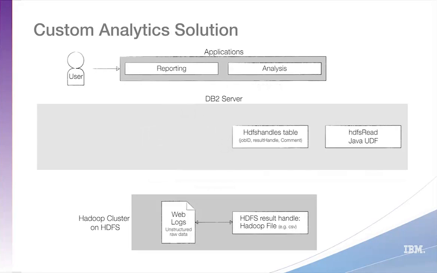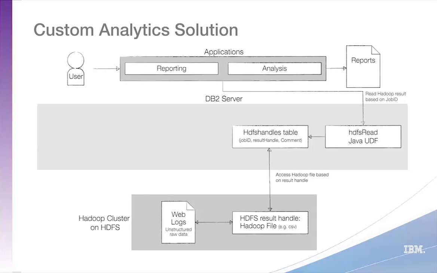To access the Hadoop data, execute an SQL statement with the second DB2 Java function, the read UDF. The HDFS read Java UDF accesses the Hadoop file based on the result handle and returns a table of data. Once the table is returned, you can use any of your analysis tools to generate reports based on the data. Because the UDF uses the new DB2 generic table feature, it produces different customized result sets based on different unstructured data inputs without requiring a new function definition.